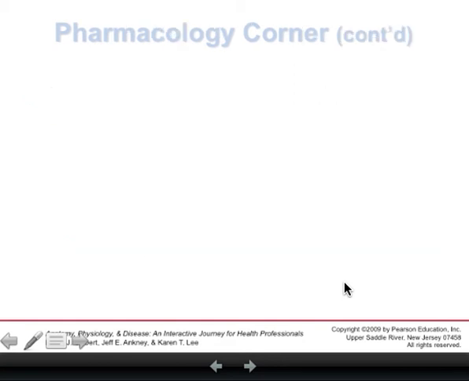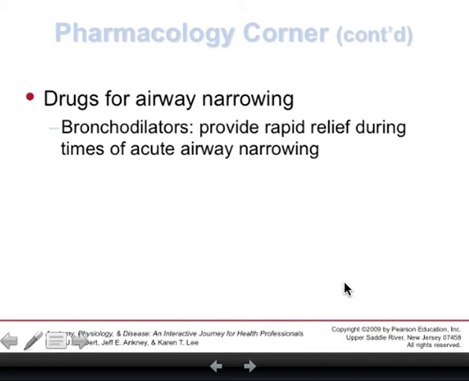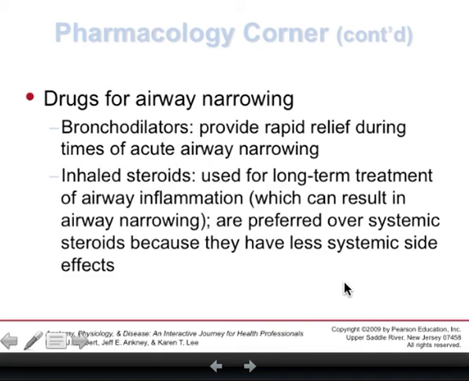Other drugs that affect the respiratory system, there are drugs that narrow the airway. These are bronchoconstrictors, and there are drugs that dilate the airway, and these are bronchodilators. Now, we would want to use a bronchodilator if the upper respiratory tract were occluded, say in an asthmatic attack. They will provide rapid relief during the times of acute airway narrowing.